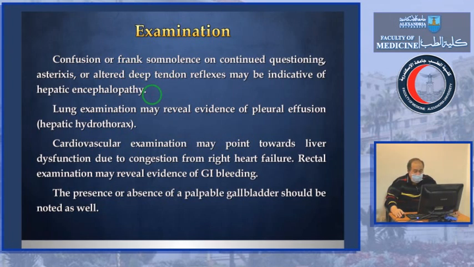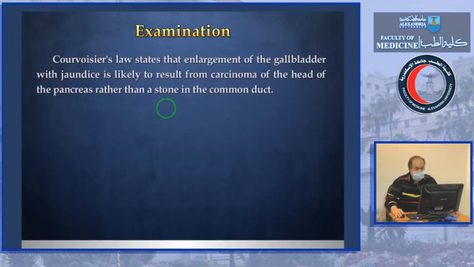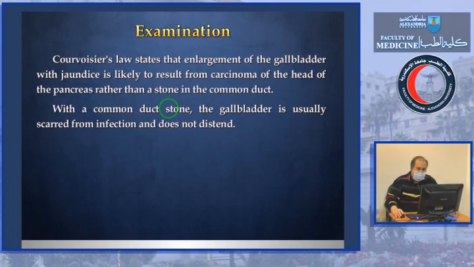Now we come to a very important point. In a patient with jaundice, if you feel the gallbladder or you don't feel the gallbladder, this is crucial or very important. The presence or absence of a palpable gallbladder should be noted. We have here a very important law called Courvoisier law.